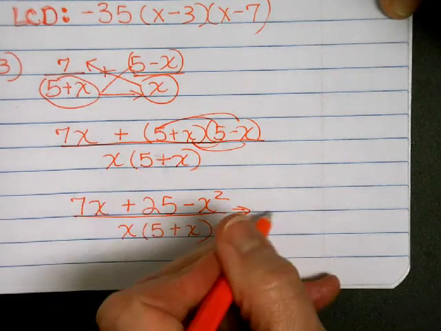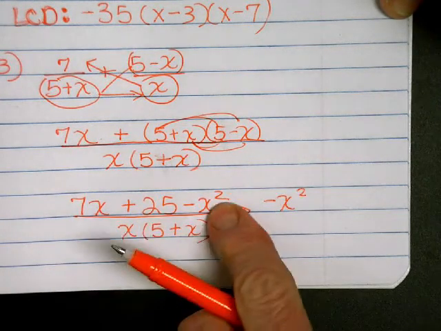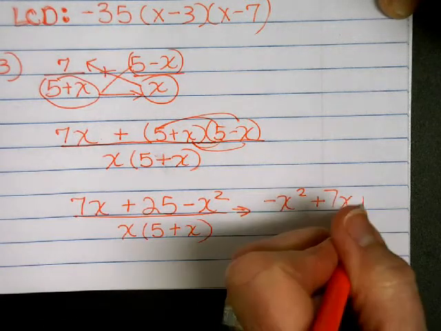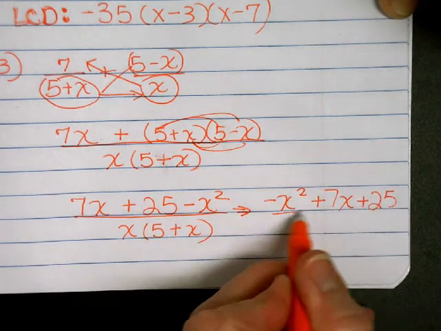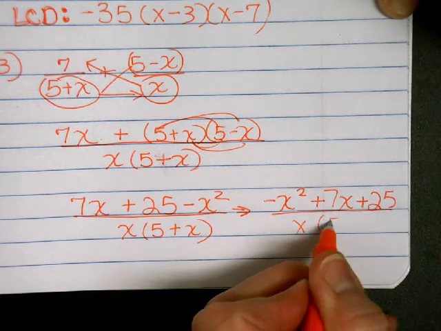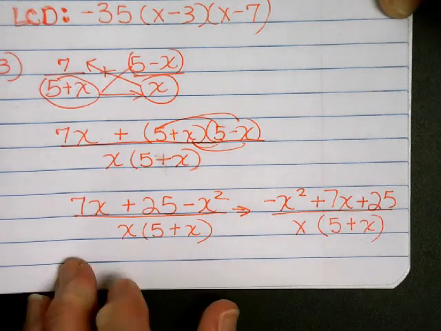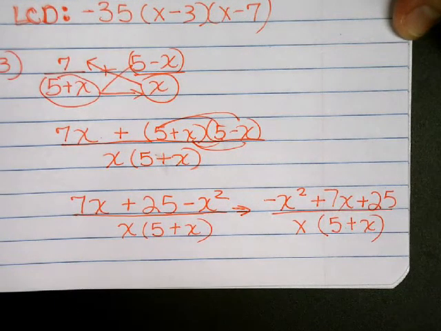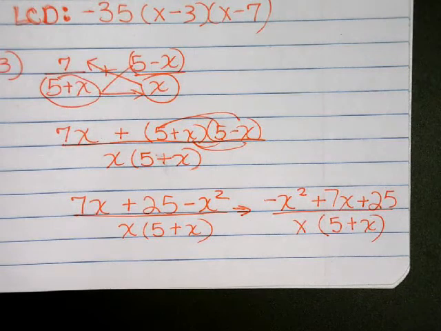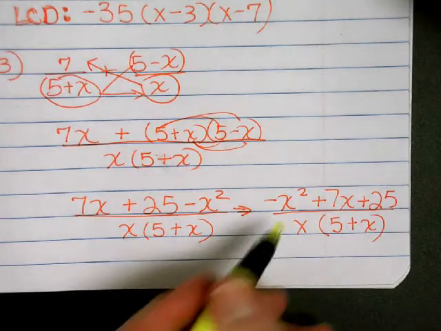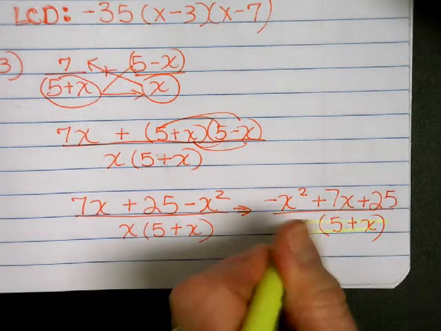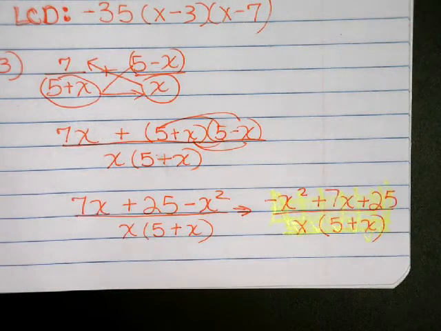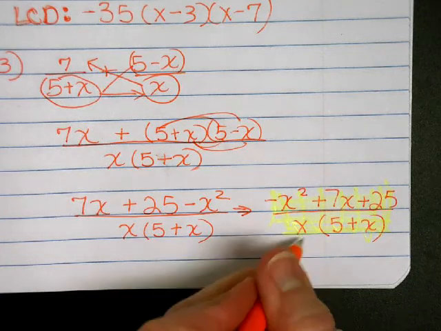And this is not standard form. Just good practice, we're going to rearrange the terms in the numerator. Negative x squared is the highest power, plus 7x is the next highest, and then plus 25 is my constant term, all over x times 5 plus x. We're done. Oh no. I have to tell you what the excluded values are as well. So this will go in your sum. What's the sum of these two fractions?